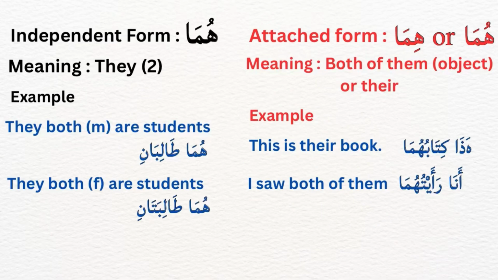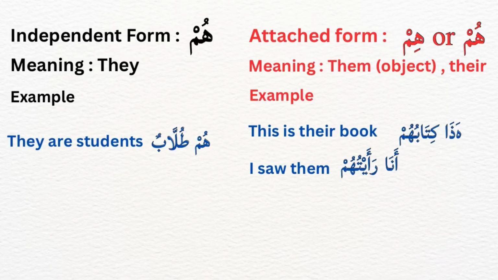Next, huma. The attached form of huma is either huma or hima, meaning both of them or their, regardless of the gender. Example, هذا كتابهما. This is their book. Another example, I saw both of them. أنا رأيتهما. The huma at the end means both of them. So أنا رأيتهما becomes I saw both of them.